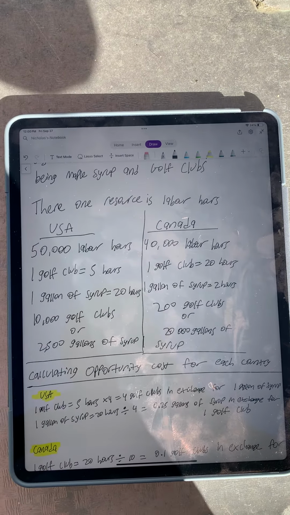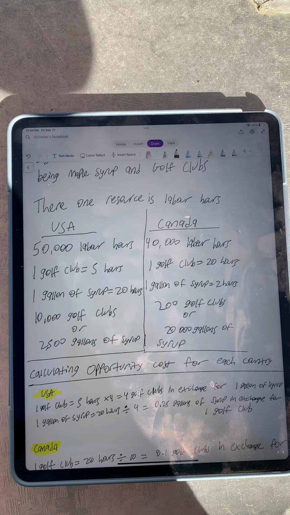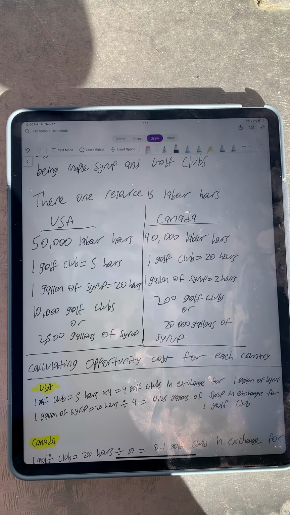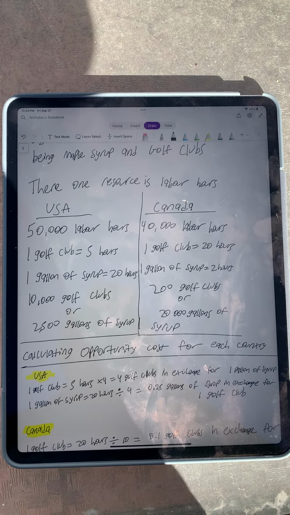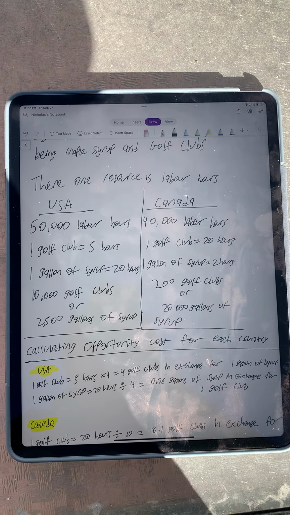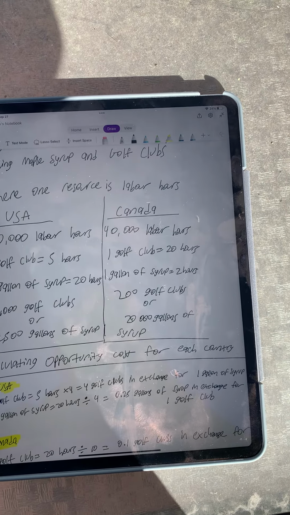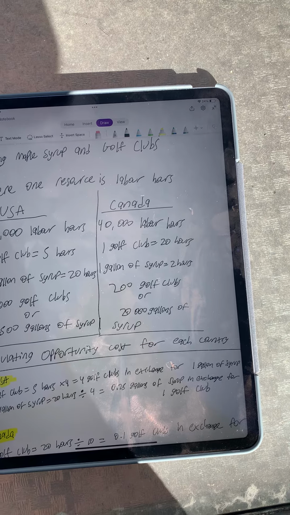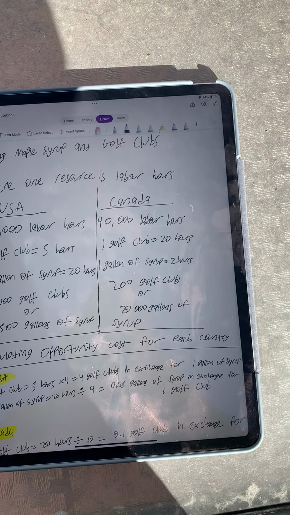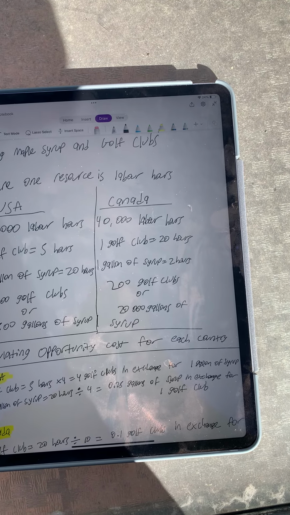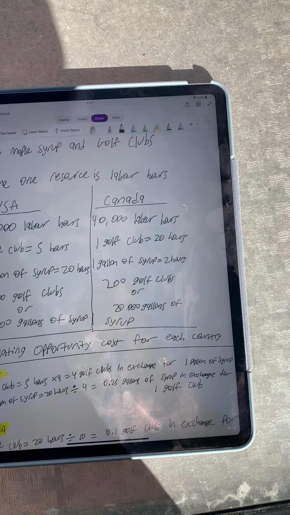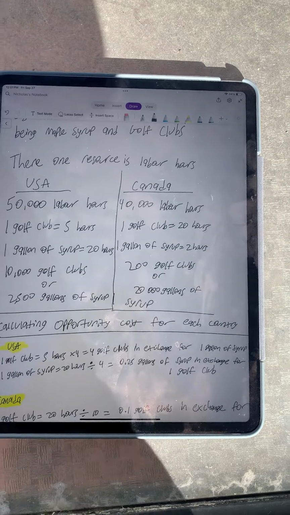The US has 50,000 labor hours in a month. They can produce one golf club in 5 hours, 1 gallon of syrup in 20 hours. In total, 10,000 golf clubs or 2,500 gallons of syrup. In Canada, there's 40,000 labor hours in a month. They can produce one golf club in 20 hours or 1 gallon of syrup in 2 hours, for a total of 200 golf clubs or 20,000 gallons of syrup.